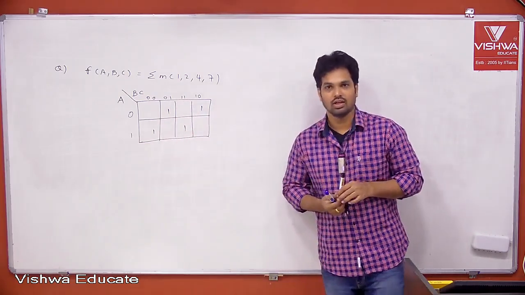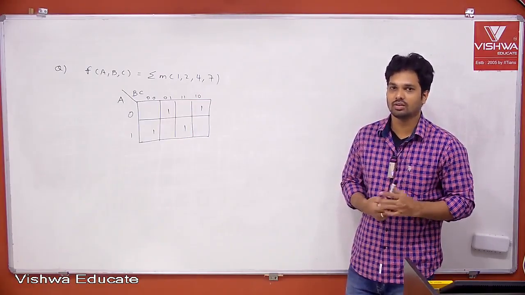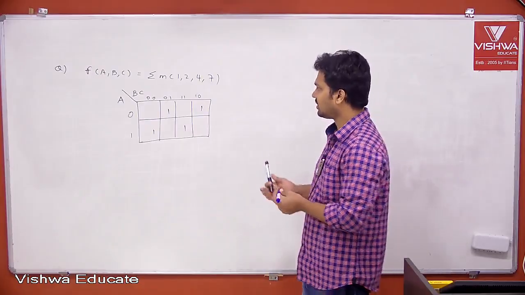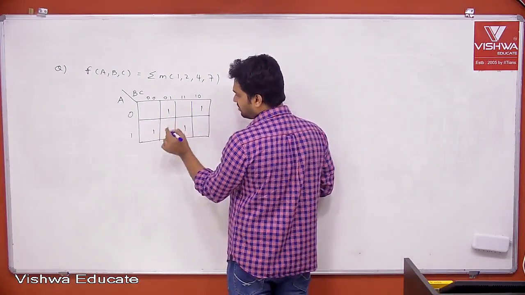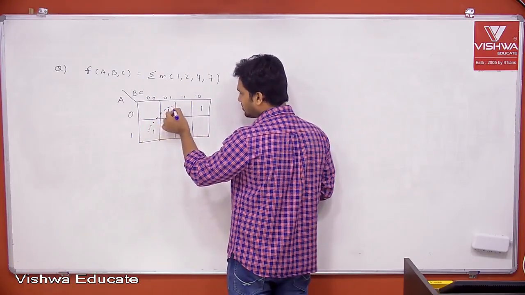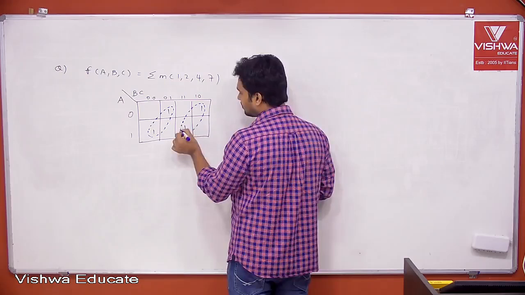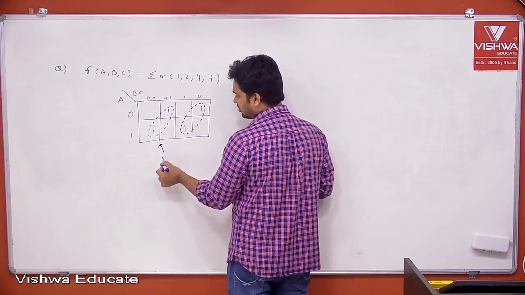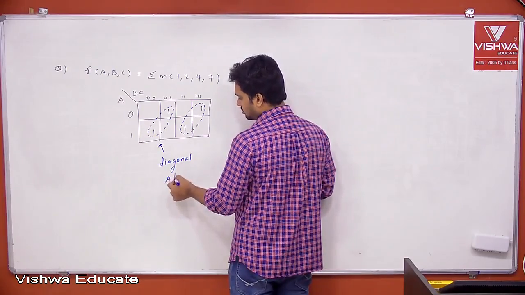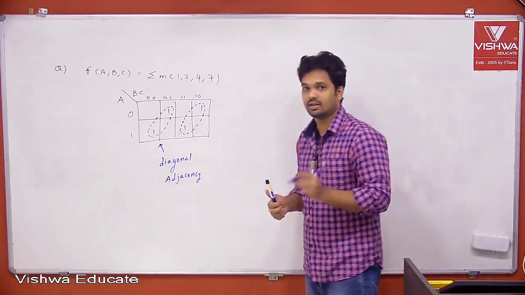Now you observe. Is there any possibility of minimization like a quad or a pair or octet, anything here? Nothing is possible here because there are no adjacent cells. This is a very special case. You observe the K-map is containing all the elements diagonal only. This is the special case we call diagonal adjacency.